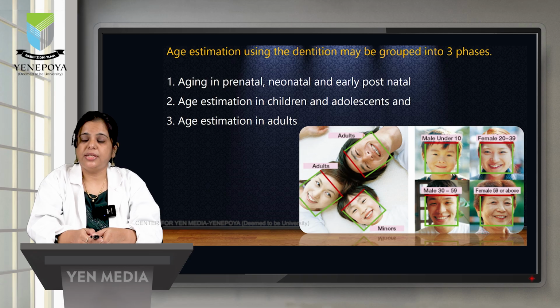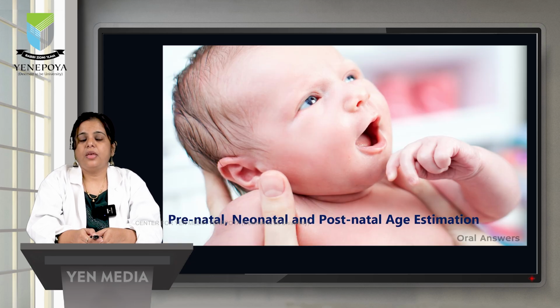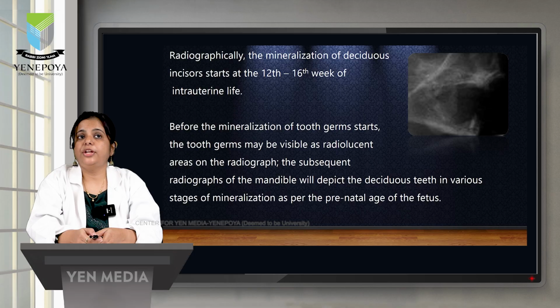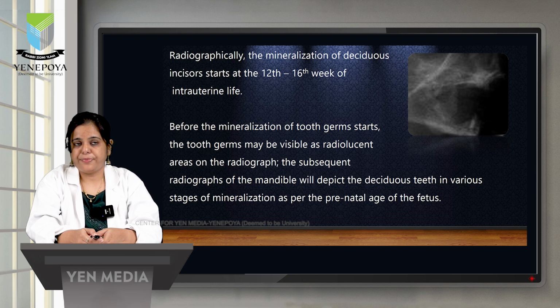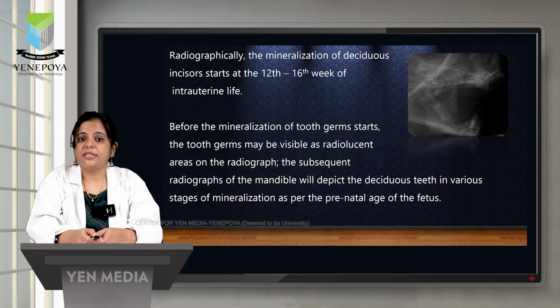Age estimation using the dentition may be broadly grouped into 3 phases, that is age in the prenatal, neonatal and early postnatal, age estimation in children and adolescents, and age estimation in adults. When we speak about prenatal, neonatal and postnatal age estimation, radiographically the mineralization of the deciduous incisors starts at the 12th to 16th week of intrauterine life. Before the mineralization of the tooth germ starts, the tooth germs may be visible as radiolucent areas on a radiograph.